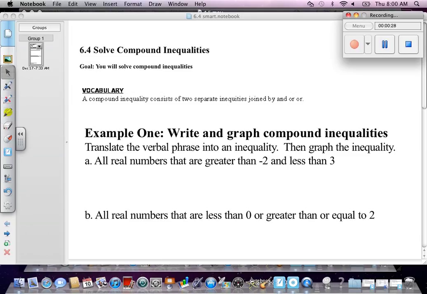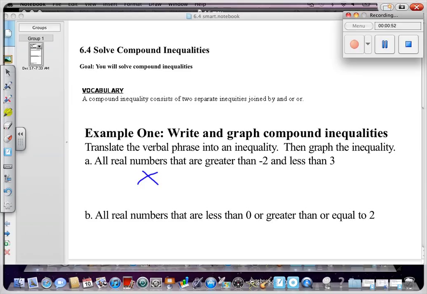We're going to talk about compound inequalities. For number one, we're going to write and graph compound inequalities. We're going to translate this verbal phrase into an inequality, then graph the inequality. All real numbers that are greater than -2 and less than 3. So first I know I've got x is greater than -2, and it's less than 3. You write this down. You can also write this as x is greater than -2, x is less than 3.